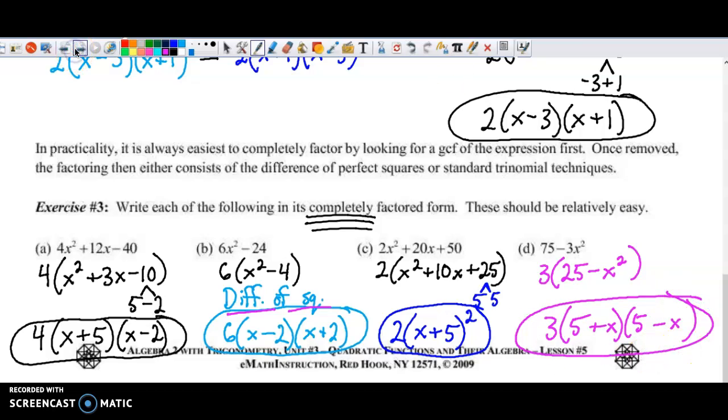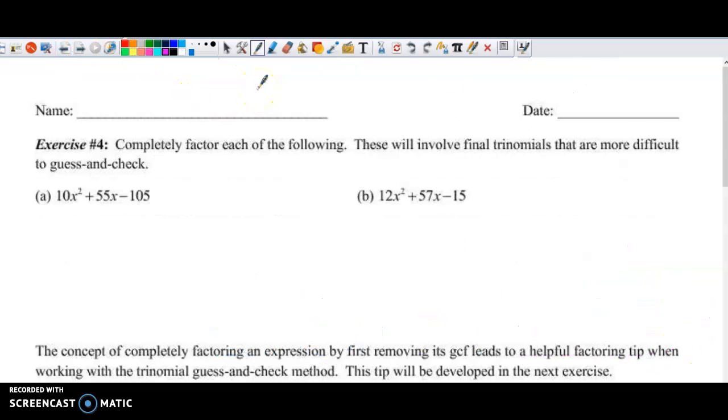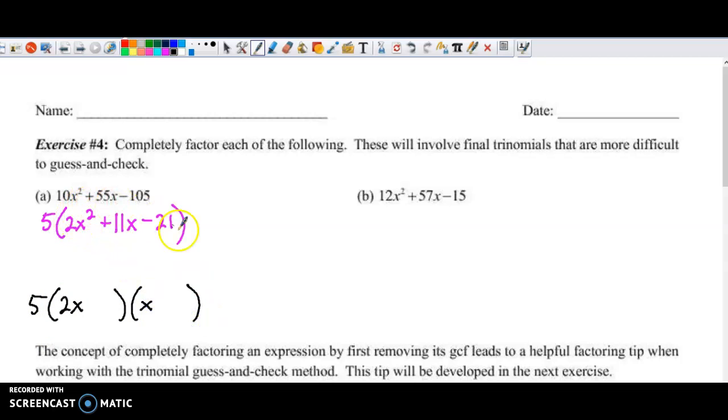So as we look at the next exercise, it's getting a little bit more complicated because not only do we have a greatest common factor of 5 here, plus 11x, let's see, 21. Well, now we have to think strategically about, 2x times x gives me that piece.